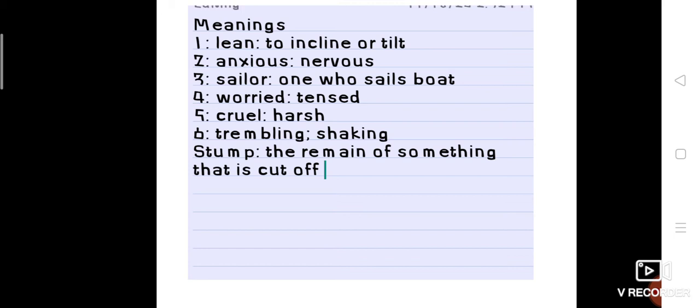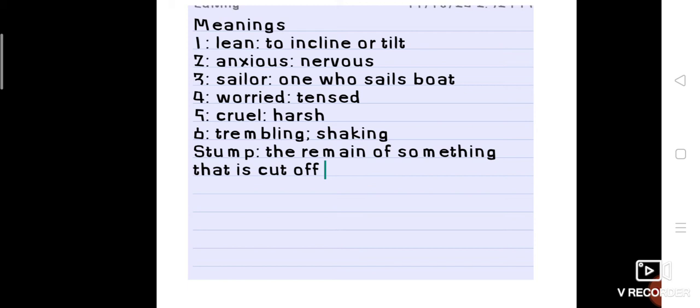Anxious means worried or nervous, tensed, we can say. Sailor is a person who sails a boat, right? One who takes the ships and boats is called a sailor. Worried is nothing but tensed, nervous, anxious, as we already heard in number two. Cruel is very harsh, heartless, we can say, right? Trembling means shaking or shivering. Whenever you feel cold, you shiver, or whenever you are given a chance to speak on the stage, some children get so scared, right? They start shivering, scared, right? That is what is called trembling.